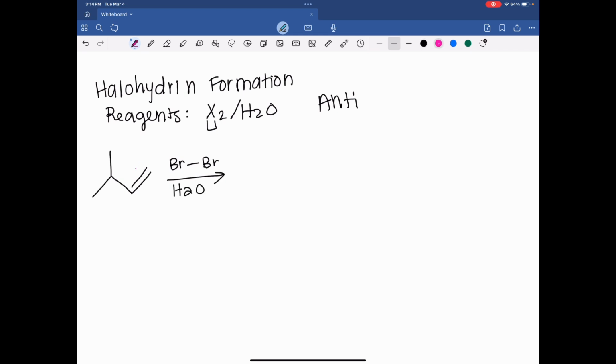So my first step for this one is going to be exactly like the last. These are going to grab each other. And this step is where it gets different than the last reaction. So instead of that Br minus attacking, this water is going to be what's attacking. So it's going to come over and attack here to our more substituted side. That's important.